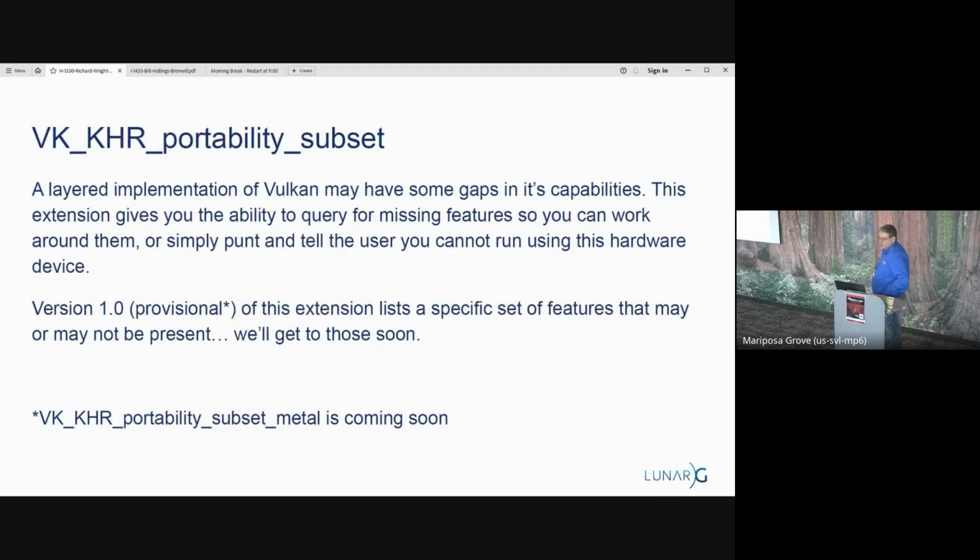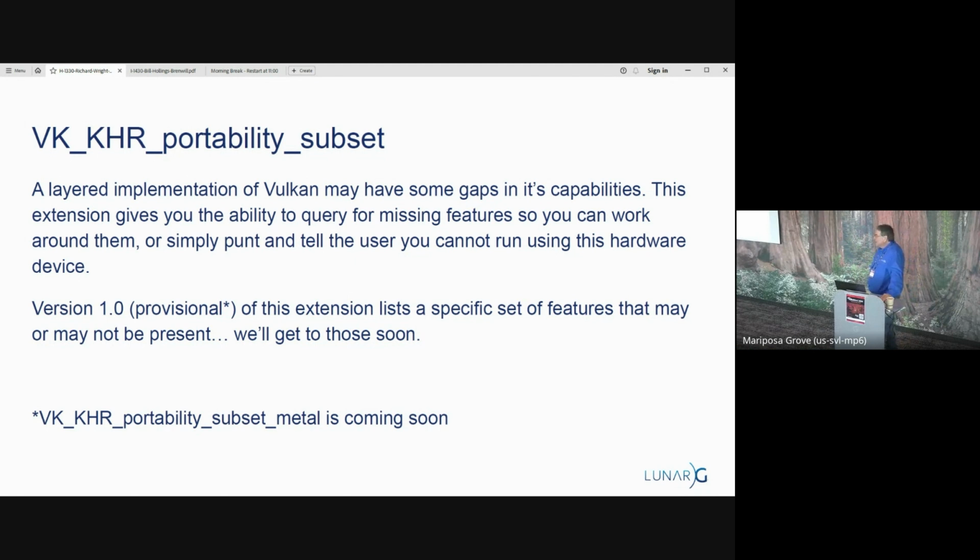So that's what this other extension is for, the portability subset. If you have a layered implementation, it may be a fully conformant layer. I think Dozen is. I wouldn't bet. Yeah, we don't know for sure. Dozen may be a fully conformant Vulkan implementation. No? Okay, I see some heads. Yeah, okay, never mind. But there may be holes in it.